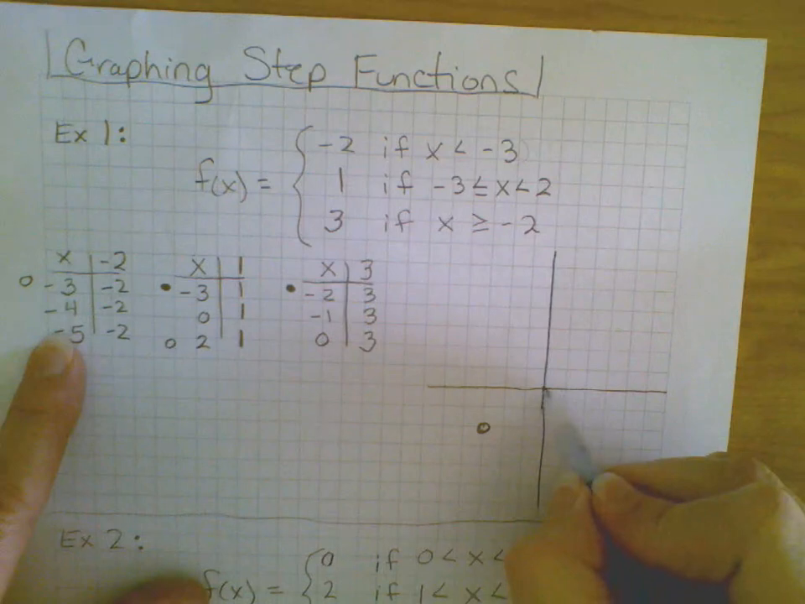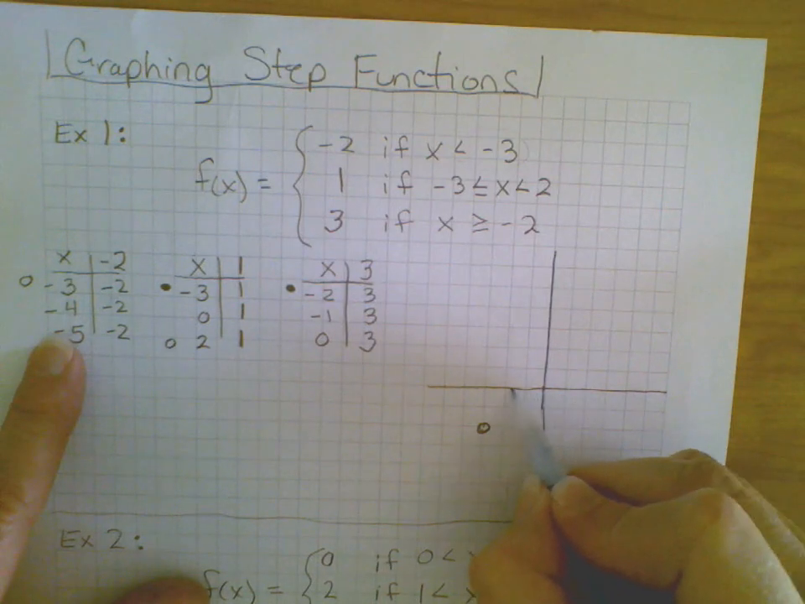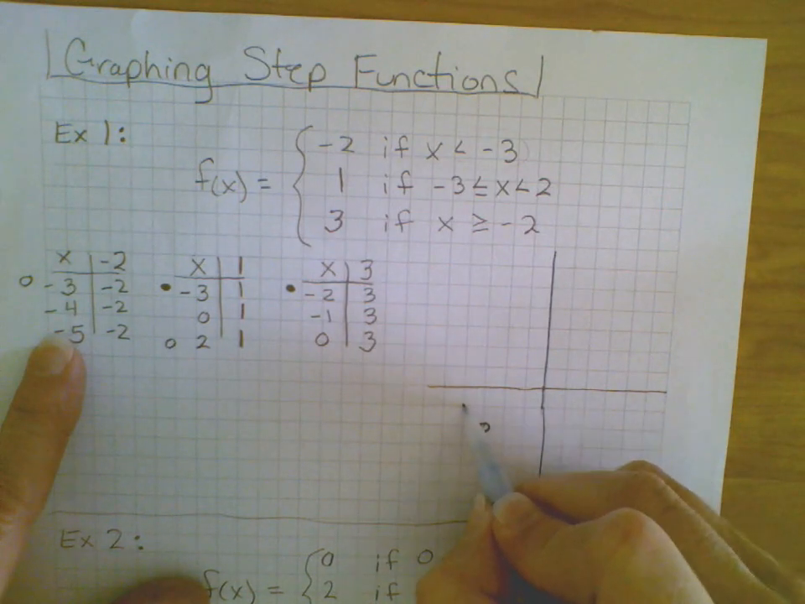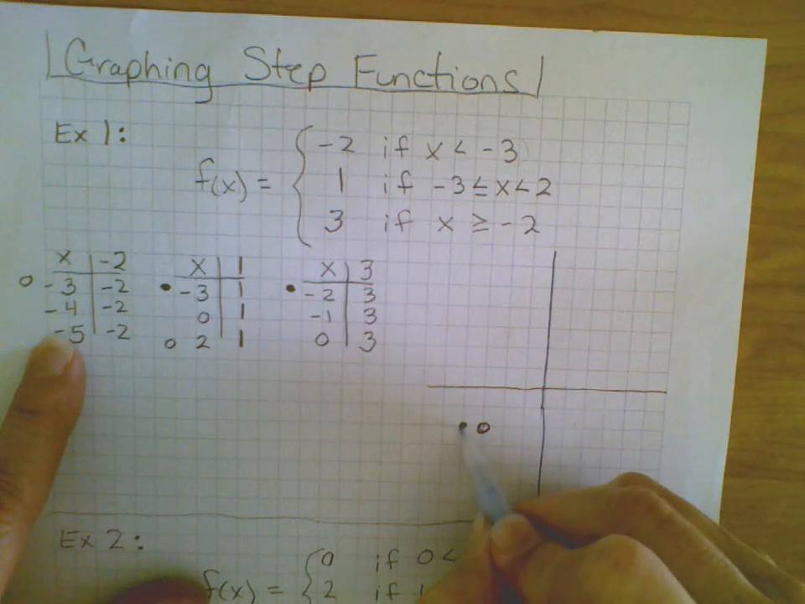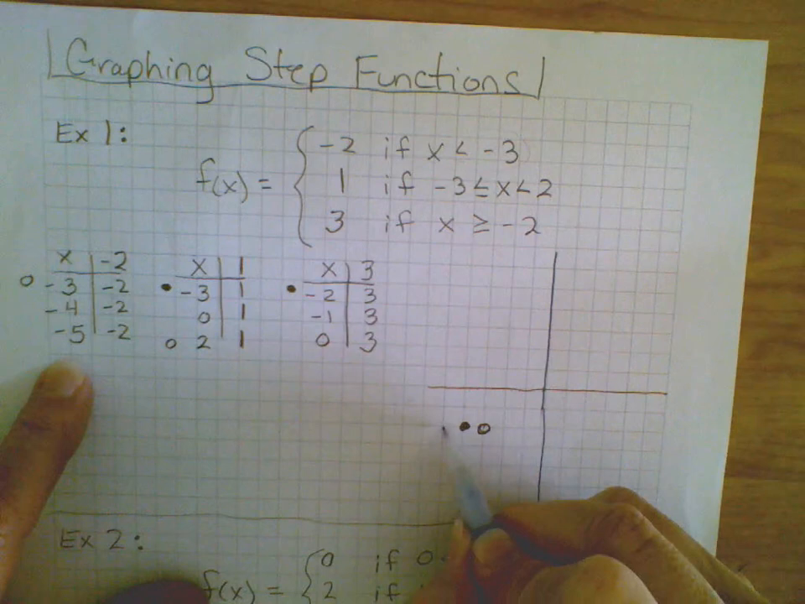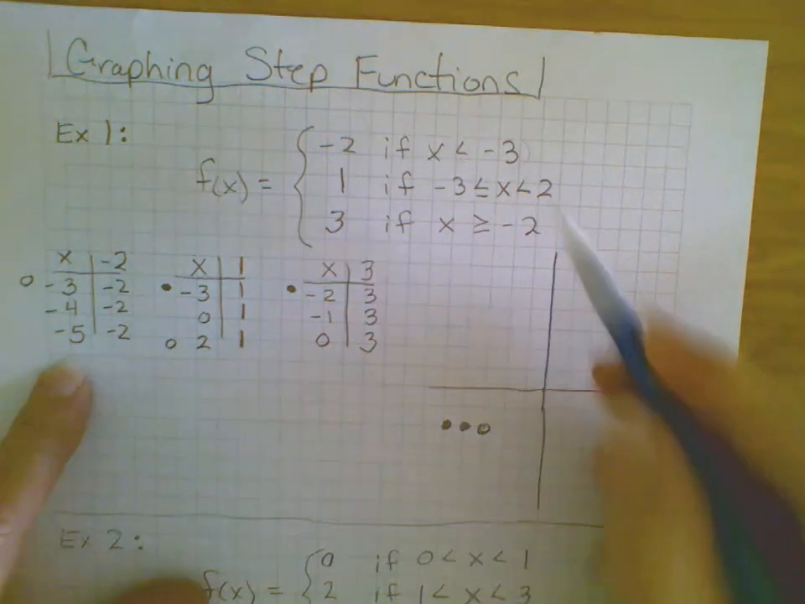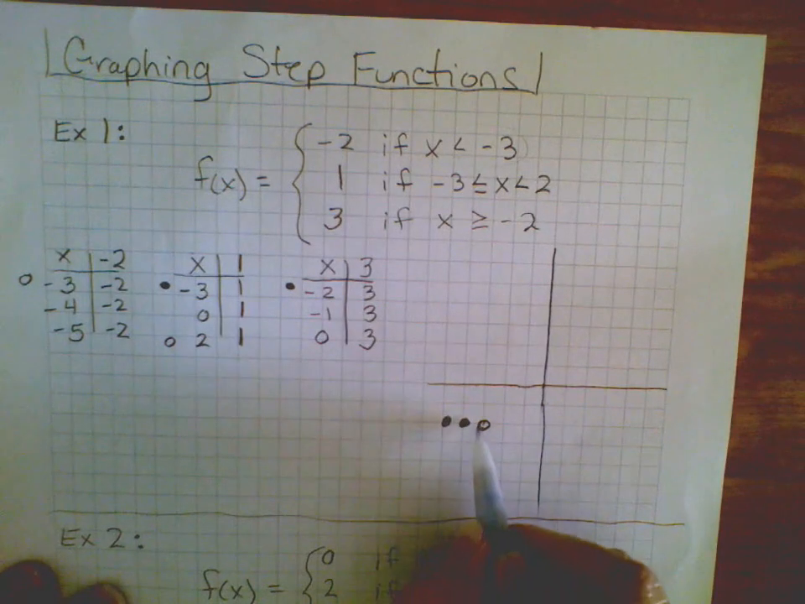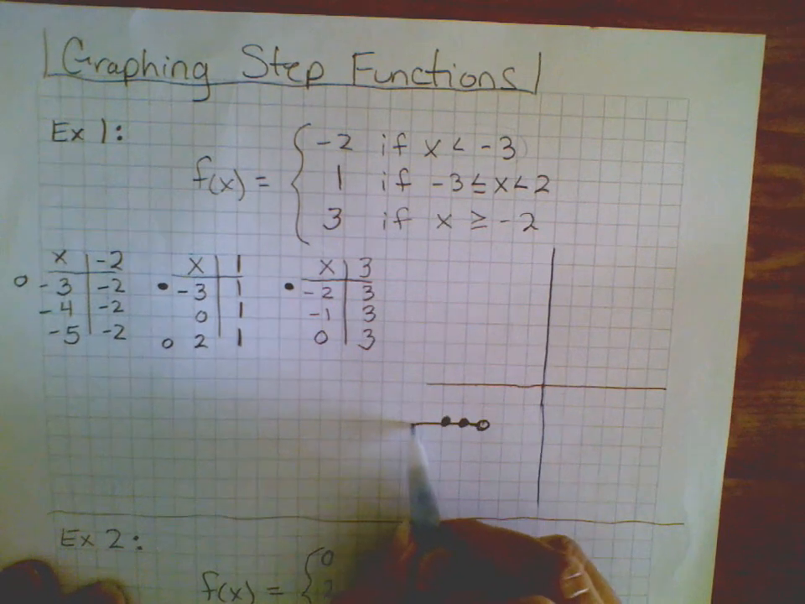And then the rest of the points are just normal. So -4, -2, that's just a point. And then -5, -2. And that's just whenever X is less than -3. So that's going to go this way. It's going to be like a ray.